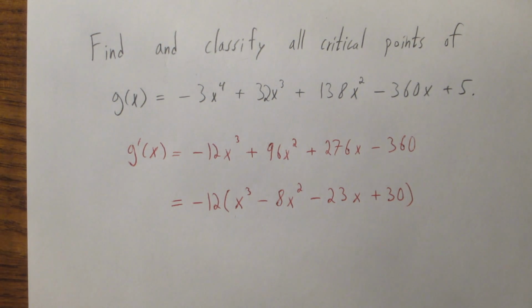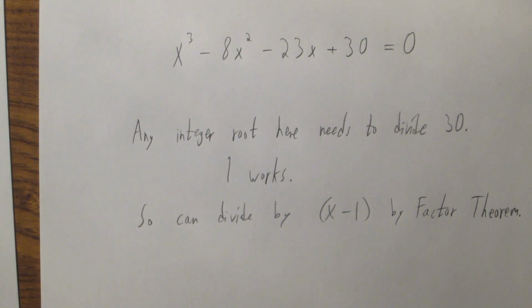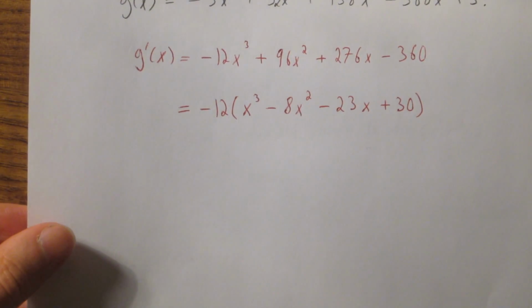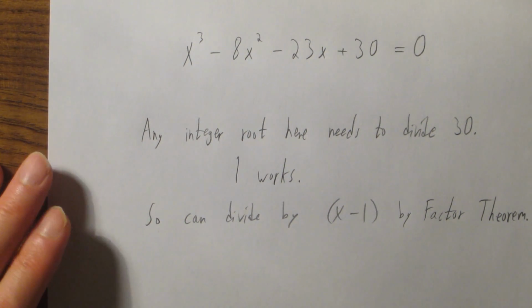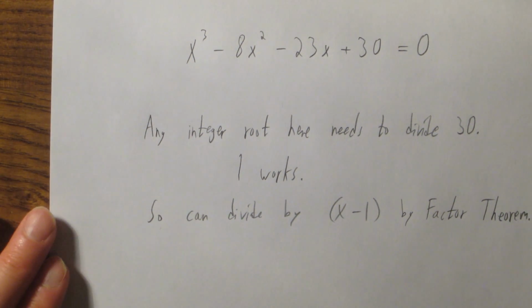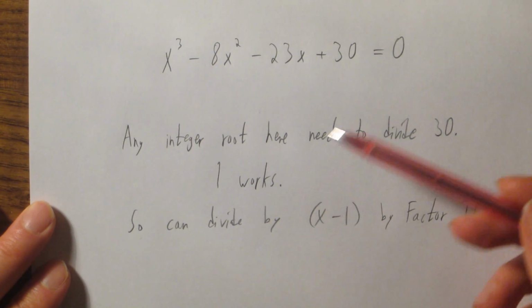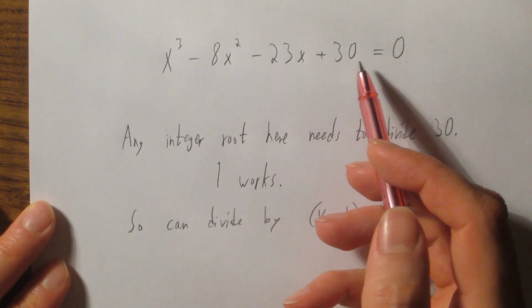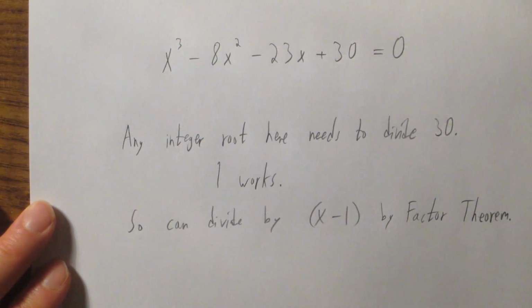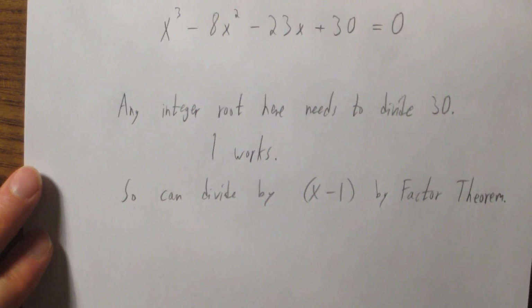We could continue the factorization, but what we want to do is to figure out when x cubed minus 8x squared minus 23x plus 30 is 0. So to solve this equation, we use factorization. And so recall from the autumn term that any integer root here needs to divide the constant term 30. Well, we spot that 1 works, because you get 1 minus 8 minus 23 plus 30, so 31 minus 31, so 0. So 1 is a root, so by the factor theorem we can divide our polynomial by x minus 1.